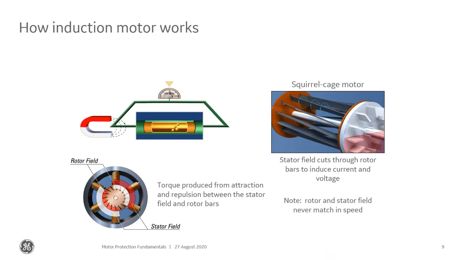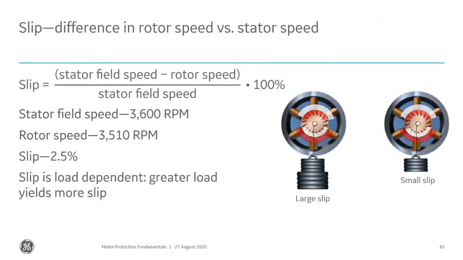It's important to note that the rotor and the stator fields never match in speed. So even though the speeds we looked at before were the speed of the field, the rotor actually never catches up to that, and we call that slip. The difference in the rotor speed versus the stator speed is the slip. And here in this example, we've got a stator field speed of 3,600 RPM, but the rotor speed is 3,510 RPM. That's a slip of 2.5%. And slip increases as you load your motor.